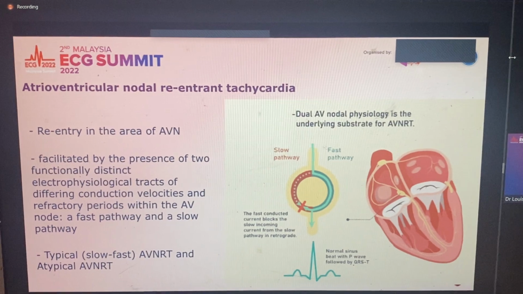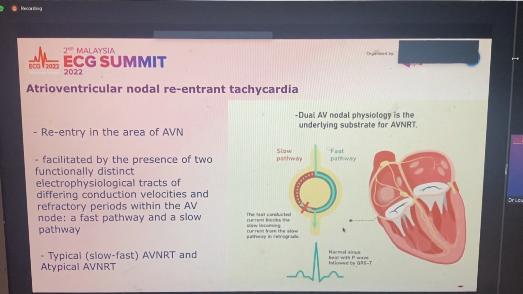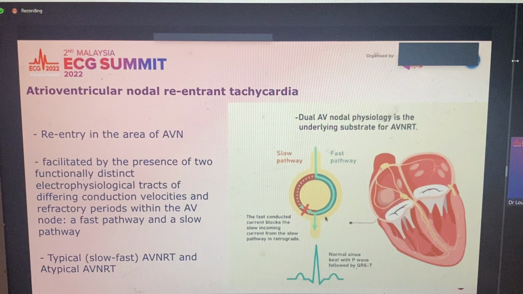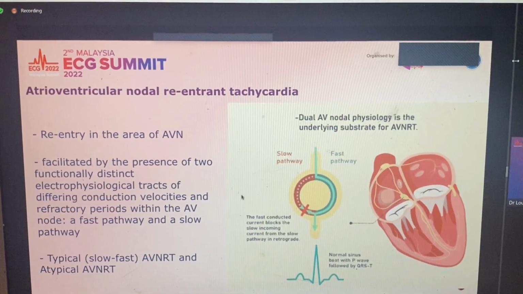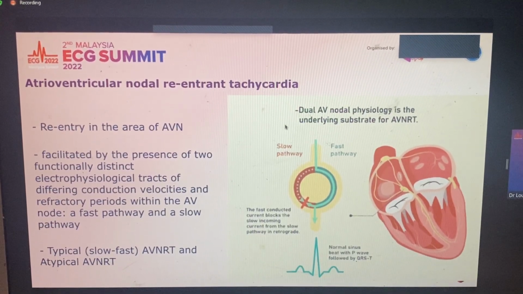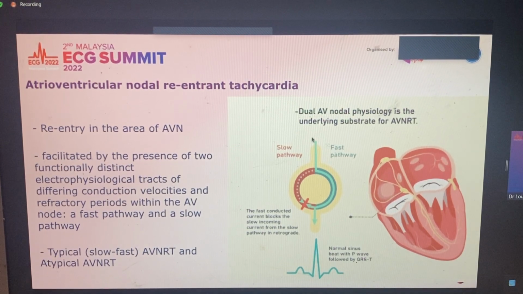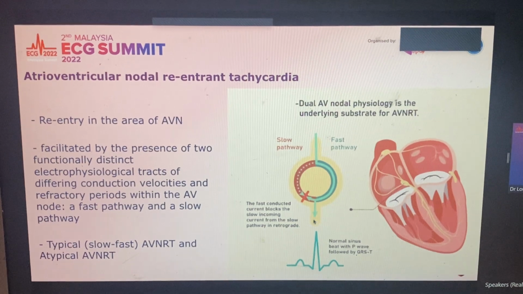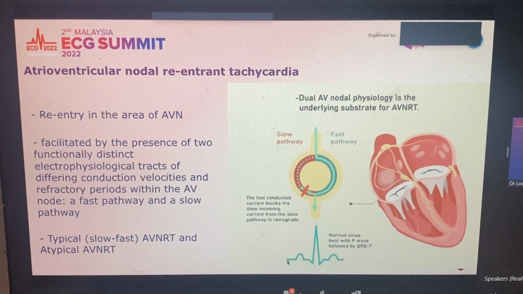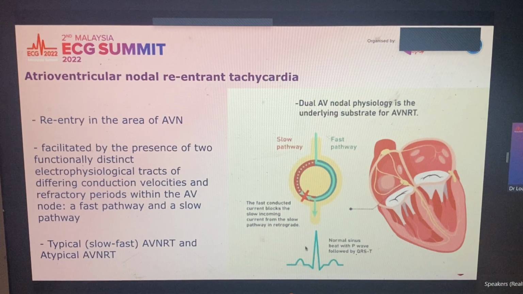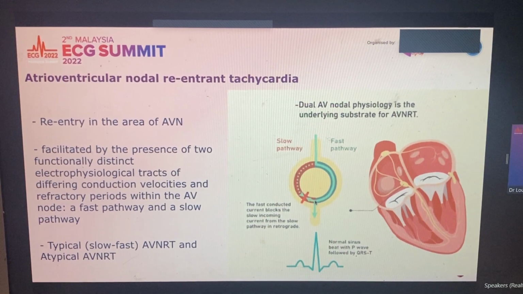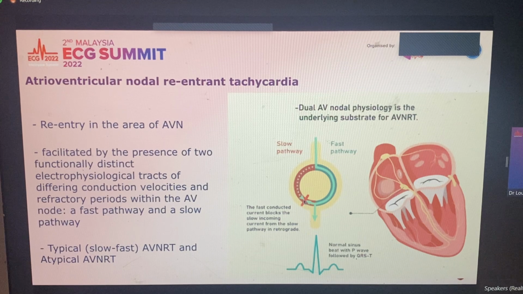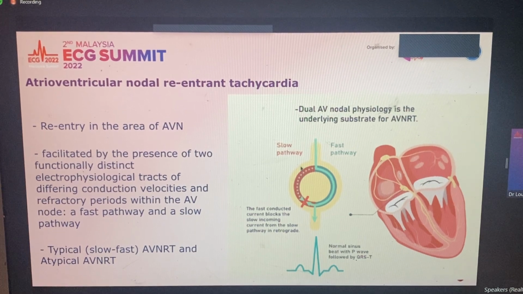Let me keep moving on to some basics of how an AV nodal re-entry tachycardia happens. Basically it is a tachycardia involving a re-entry circuit of the AV node. For this to happen, you need the patient to have two pathways in the AV node, namely the slow pathway and the fast pathway. In normal sinus rhythm, your impulse comes from the SA node going down to the AV node, and it will go down the fast pathway and depolarize the ventricle, causing a normal PR interval and a normal QRS complex. Usually this impulse will go up the slow pathway retrogradely and block the slow pathway impulse anterogradely.